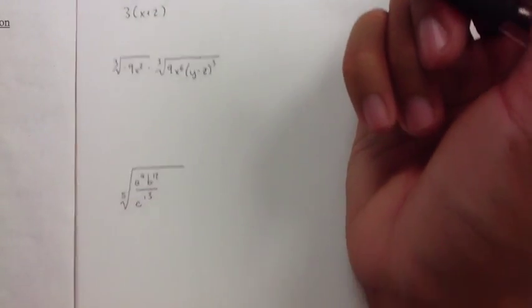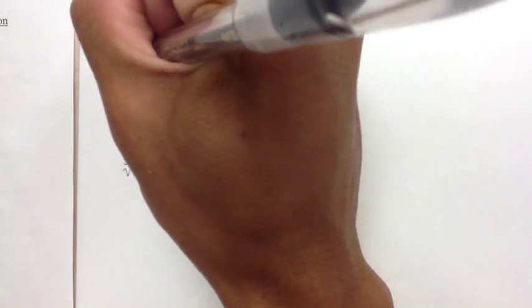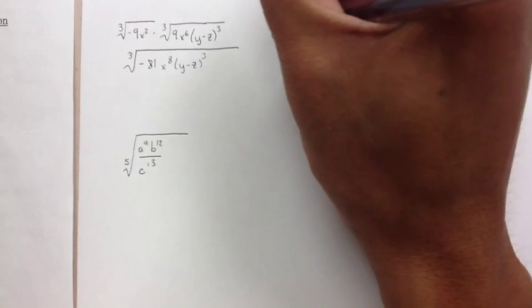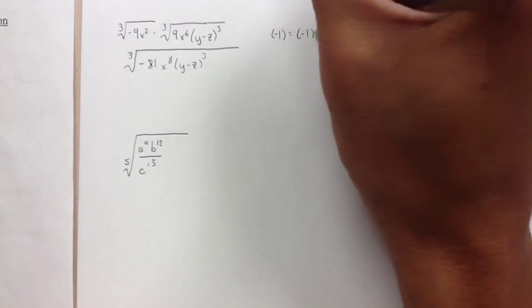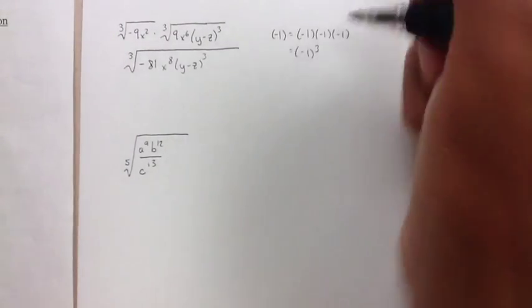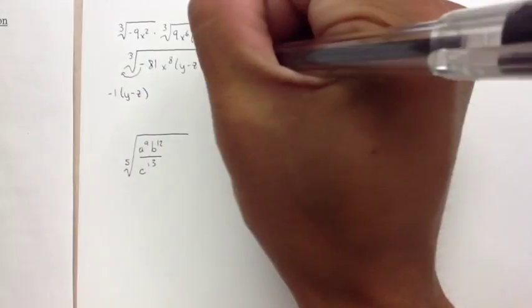That works as well. This problem, I want to multiply everything together, because as long as I have this cube root underneath, I can actually multiply everything together. So this will be a negative. 9 times 9 is 81. This will be x to the 8th, and y minus z to the 3rd. I can take out things in multiples of 3s. This negative 1, if you think about a negative 1, that's also equal to negative 1 times negative 1 times negative 1, which is really negative 1 cubed. So the cube root of negative 1 cubed is really just negative 1. So that can come out as a negative 1. This y minus z, all of those can come out as a single one.